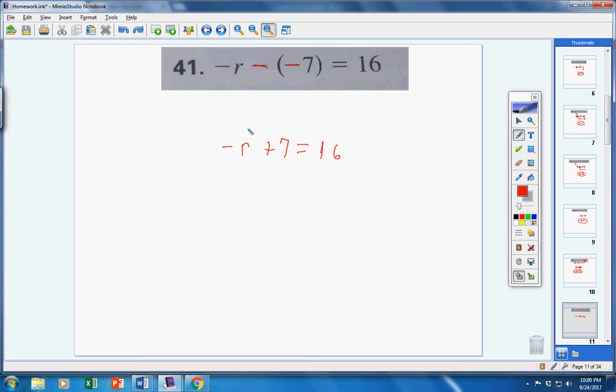Now, step 2, isolate the variable. So bring the 7 over, make it a negative 7, and we're left with negative r equals positive 9. Now, the r is still not isolated, so we can change the r to a positive as long as we change this sign over here. And there's the answer, negative 9.